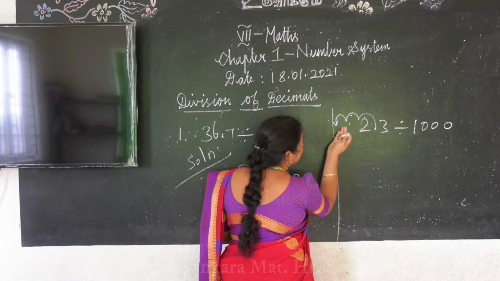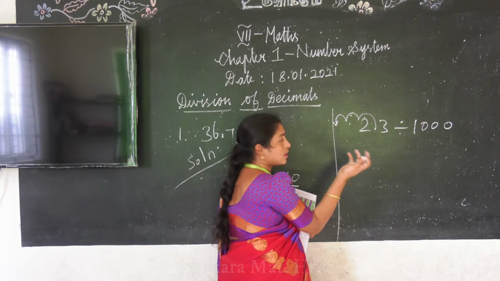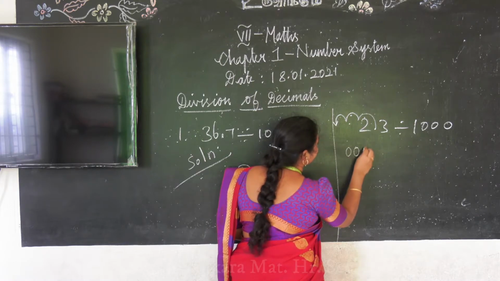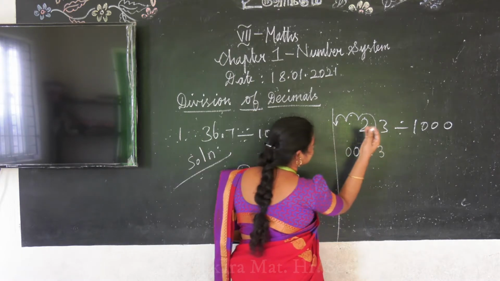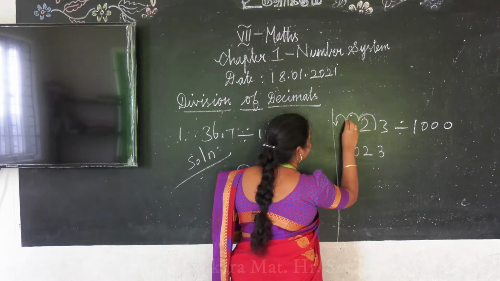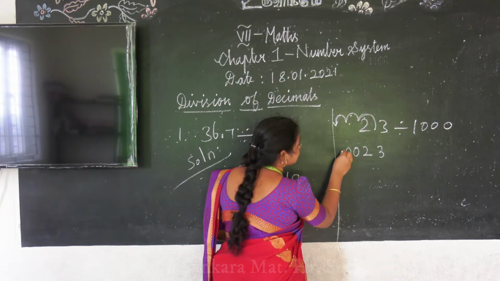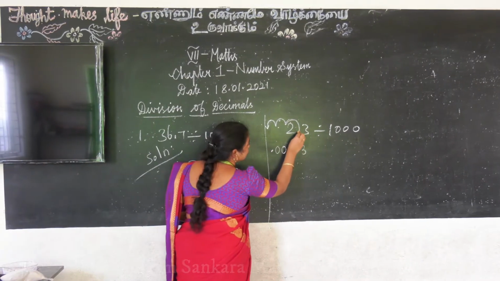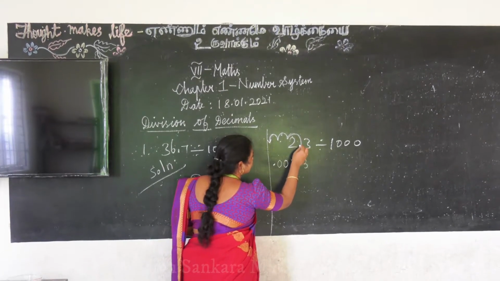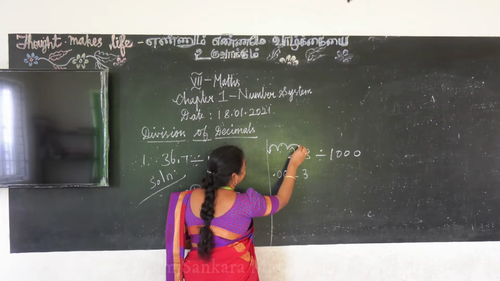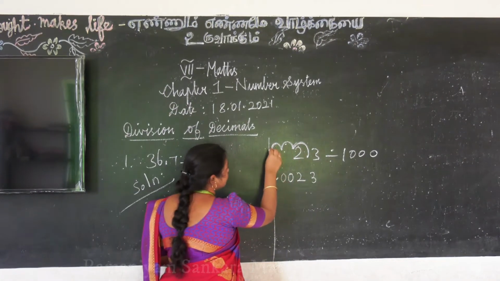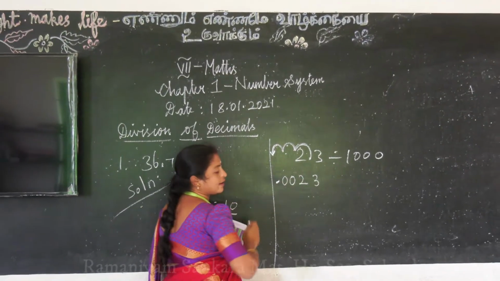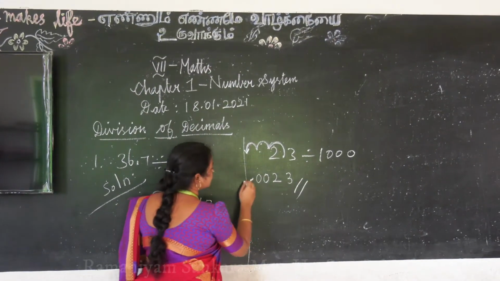Here there are no numbers before this, so we have to add a 0, then another 0, next to 2, next to 3. See, 1, 2, 3. I moved 3 steps towards the left side. There is one decimal point after 2, so we moved 3 steps. 1, 2, 3. So the point should be here. There is no number, so I added 0. This is the answer. So 0 point.